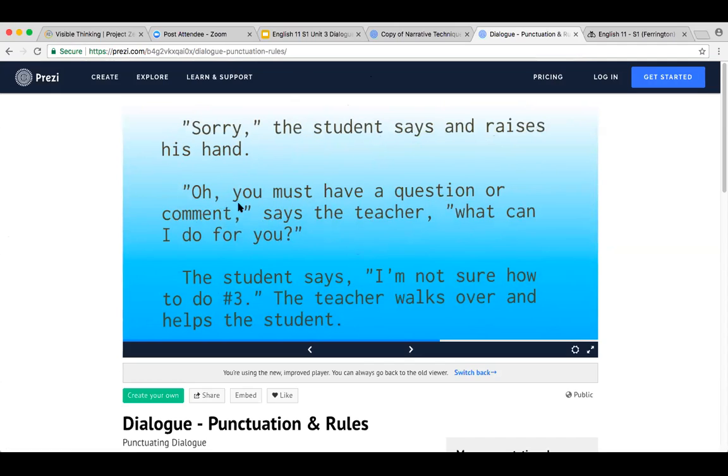"Oh, you must have a question or comment," says the teacher. "What can I do for you?" This is the ID tag. The student says, "I'm not sure how to do number 3." The teacher walks over and helps the student. So the ID tag is here. For this first sentence, the ID tag is after the quote. In the second group, the ID tag is in the middle. And in the last paragraph, the ID tag is at the beginning. So you see that it can be in really any spot.